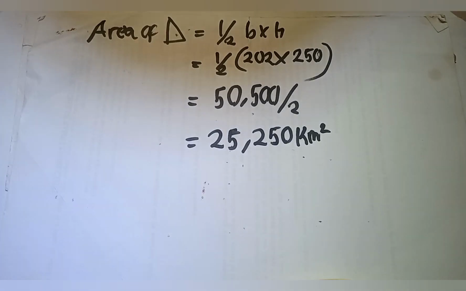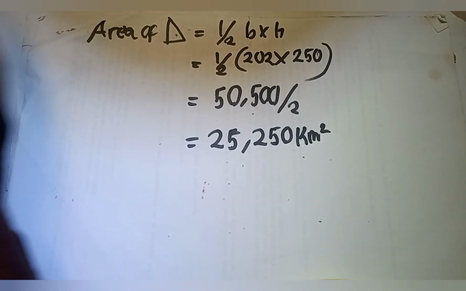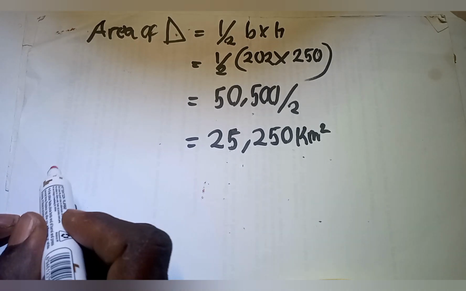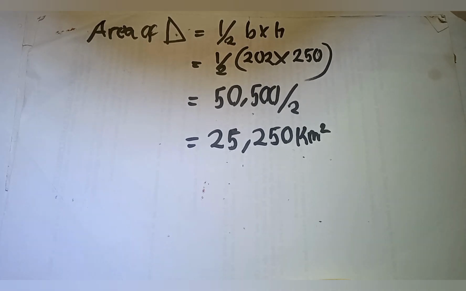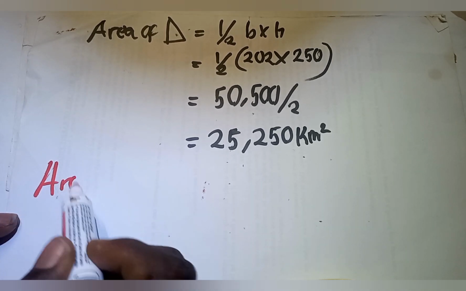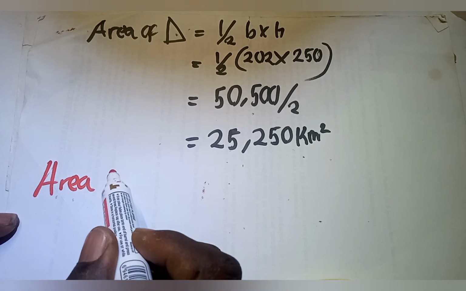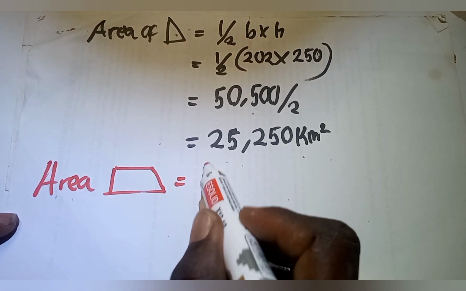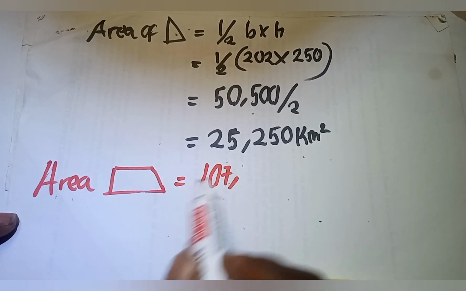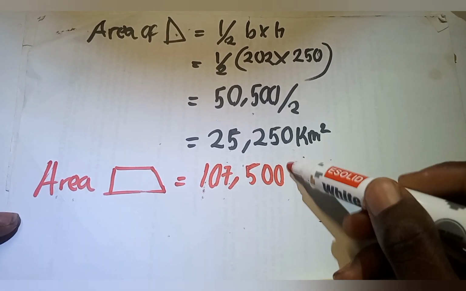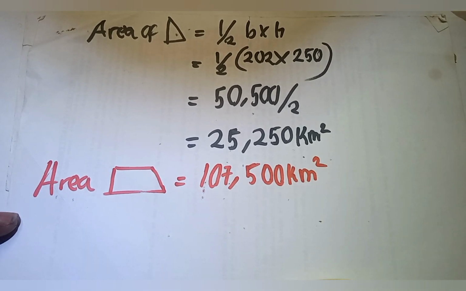I have the area of triangle and the area of the trapezium. So the area of the trapezium is given by 107,500 kilometer square. This is the area of trapezium.